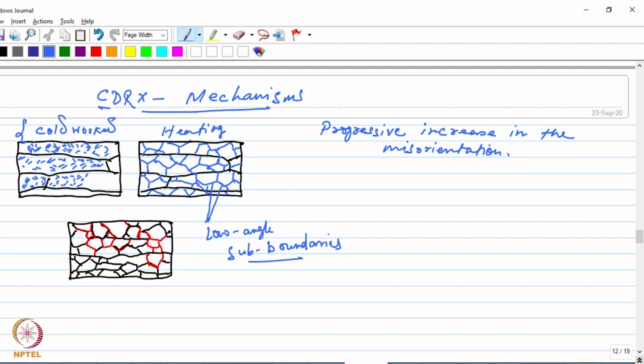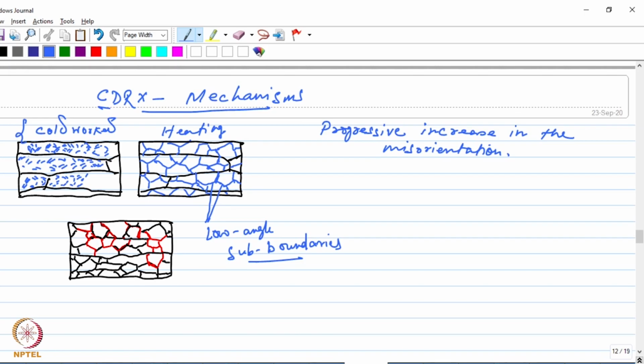So the CDRX occurs by progressive increase of the misorientation across these boundaries. Okay, so this black boundary that you see over here, the black line, represents the high angle grain boundaries. But the boundaries which are formed by these dislocation structures are still low angle.